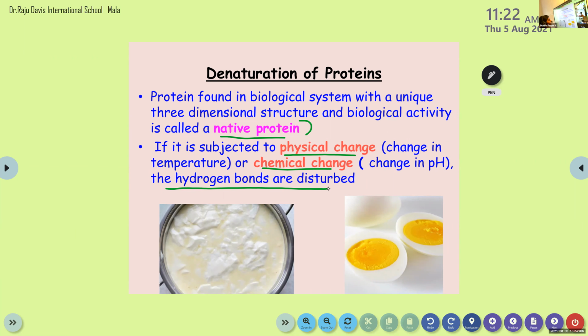So a protein found in a biological system with a unique three-dimensional structure and biological activity is called a native protein, and when it is subjected to a physical change, that means a change in temperature, or a chemical change, that is a change in pH, the hydrogen bonds are disturbed.